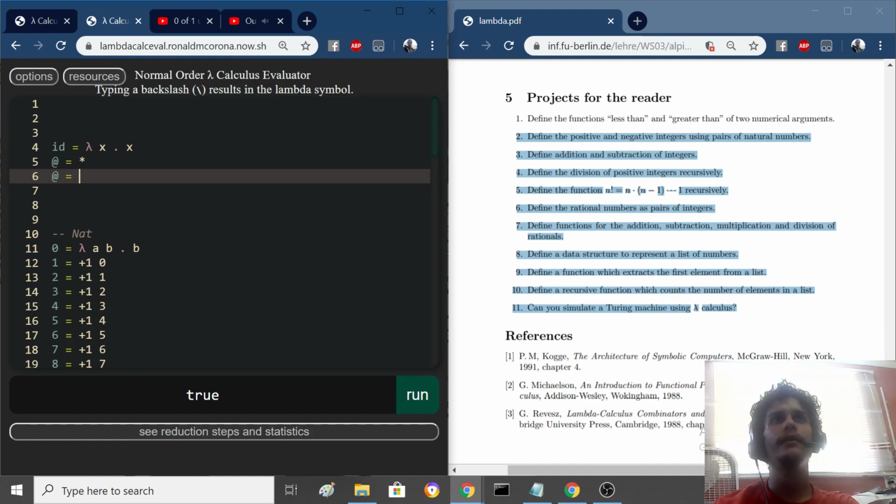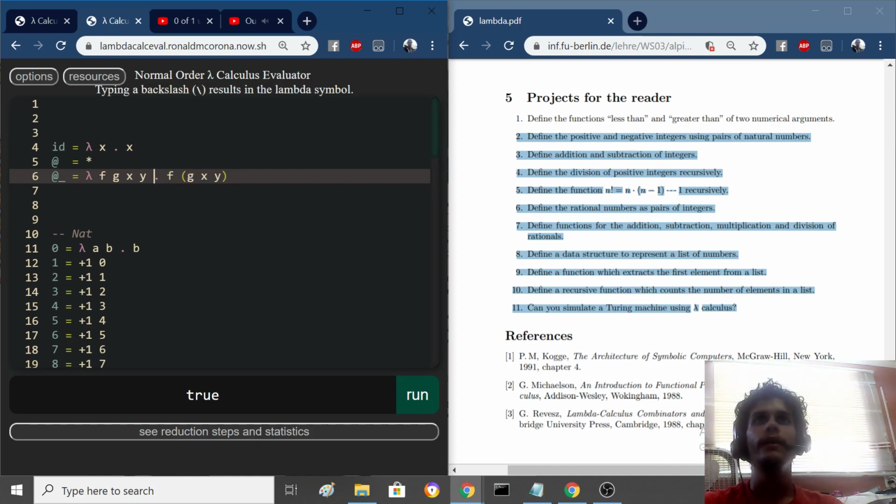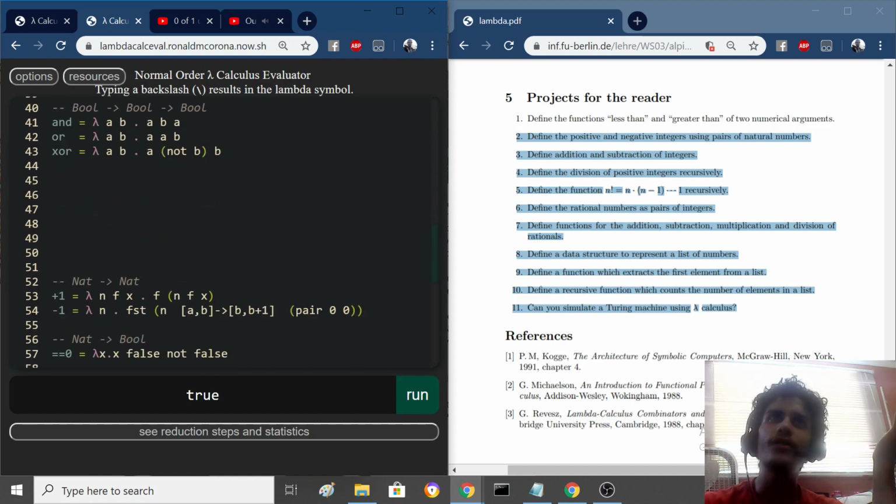And then I'll call this one at underscore. This one takes a function, it takes two functions, right? And it returns the first function applied to the second function applied to two arguments, because that function takes two arguments, so we'll put them there. And so why did I do this? I guess because it lets you write functions shorter.